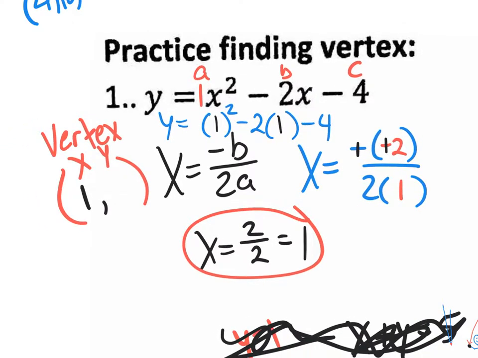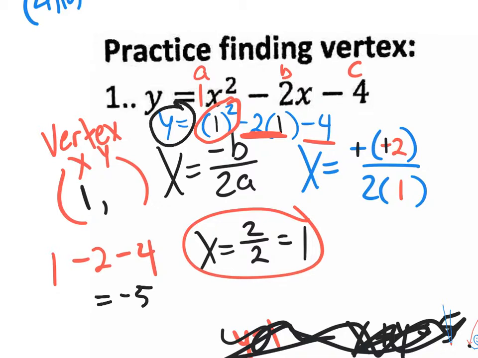What is 1 squared? 1. And what is negative 2 times 1? Okay, so I have 1 minus 2, and then we have a minus 4 at the very end. 1 minus 2 minus 4. What is 1 minus 2? Negative 1. And what's negative 1 minus 4? Negative 5. So ladies and gentlemen, we found out that the y value, because that's what this was, y is negative 5. And ladies and gentlemen, we have found the vertex.